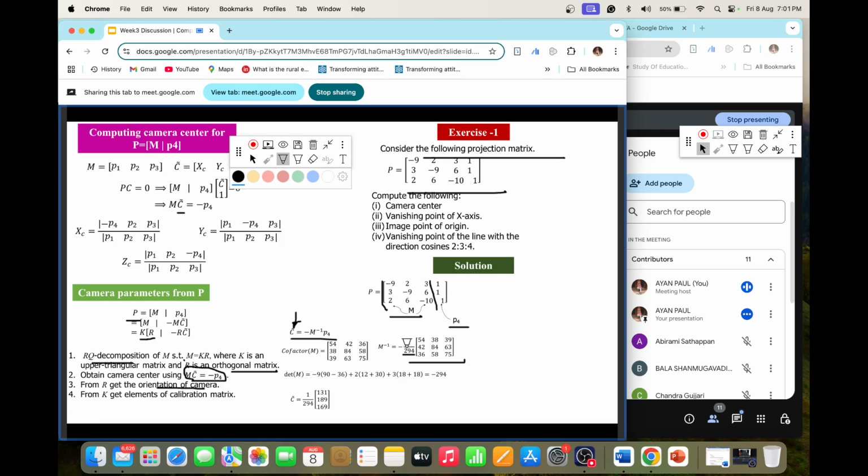M inverse. Okay, M inverse is nothing but 1 by delta M, that is the determinant of the M matrix, times the adjoint of this matrix. Okay, so this is the adjoint and this is the determinant. Minus 294 is the determinant. So this is the determinant and this is the adjoint. And if we just simply multiply it by this P4, that is 1 1 1, we can get the C matrix, that is the camera center.